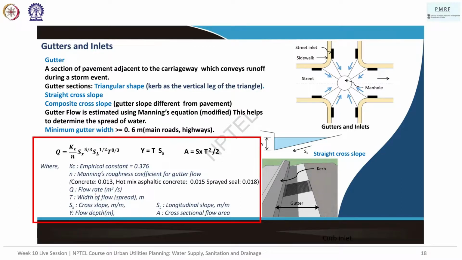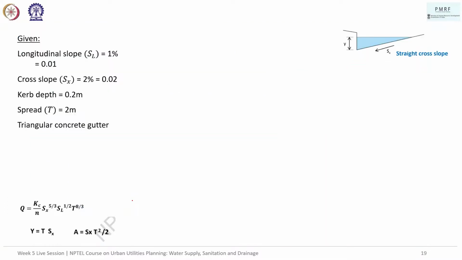If you remember, it's a concrete gutter, right? For a concrete gutter, the value is 0.013. And then Sx is the cross slope, which has been given. Sl is the longitudinal slope, given, and T is the width of flow, which is spread. So these are the given data. We need to find the flow rate and flow depth.